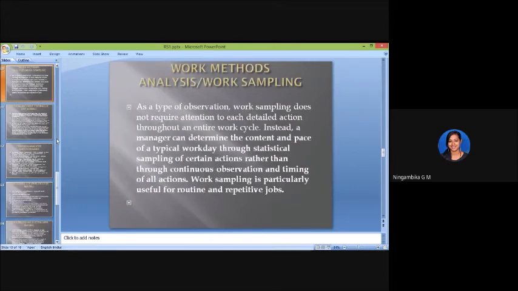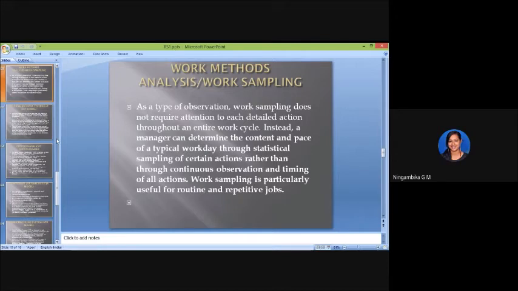The next one is work method analysis, or work sampling. This is also a kind of observation, where work sampling does not require attention to each detailed action throughout an entire work cycle. They just observe things, not in detail, but they try to gather information on what they are actually observing. Instead, the manager can determine the content and the pace of a typical workday through statistical sampling. So they gather the information by observing using statistical sampling. Hence, it is called work sampling.